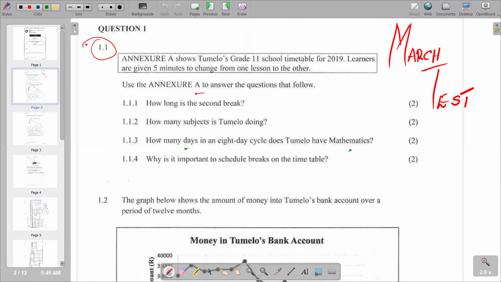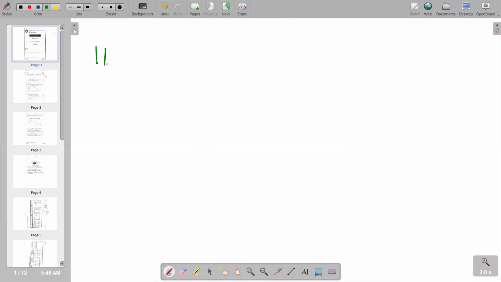Next question that we have, 1.1.4: why is it important to schedule breaks on the timetable? So what's the importance of breaks? The reason that we can bring is to accommodate time to eat for the students. Obviously, the students need to eat. So the creation of breaks is also based on the allowance of eating. So basically, the first point is that we have time to eat.